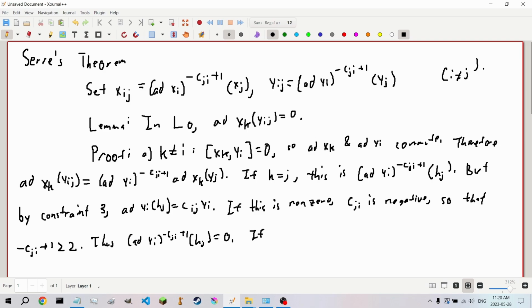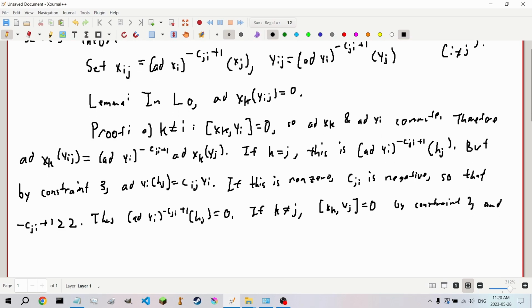If k is not j, on the other hand, then the bracket of xk with yj is 0 by constraint 2, and then we proceed as before.